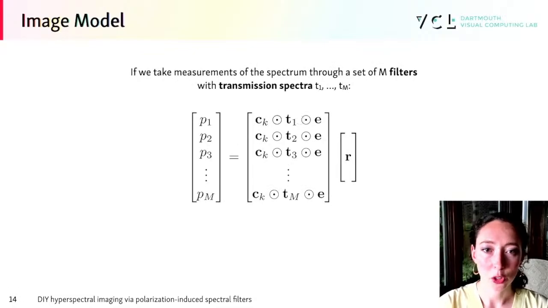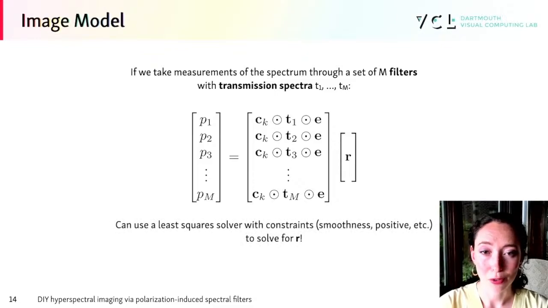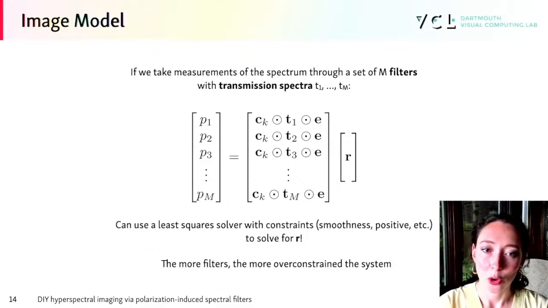If we then take measurements through our filters in various configurations, we can arrange all these measurements into one matrix and separate the unknown R from the rest of the knowns. This is now in the basic form of a linear system, which we can solve using a least squares solver with various constraints. The key idea here is that the more measurements are taken with distinct filters, the more over-constrained the system will be, which makes our filter design, which can produce an arbitrary number of distinct transmission spectra, especially powerful.